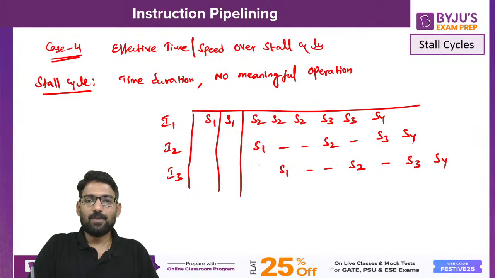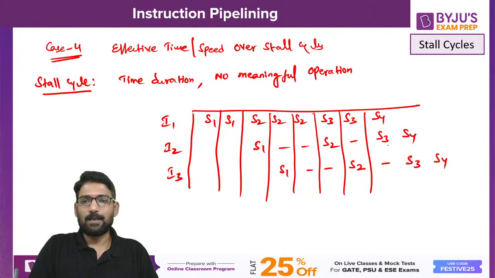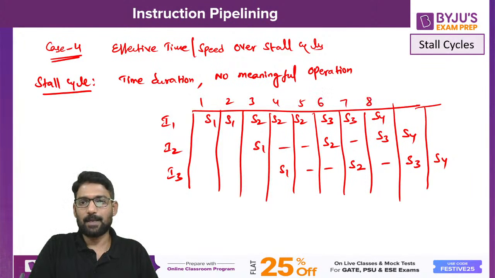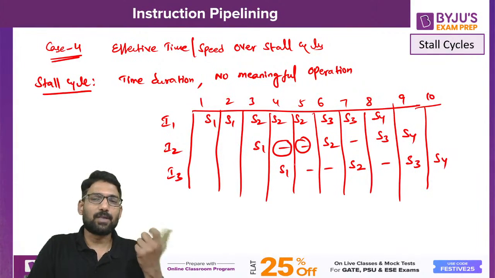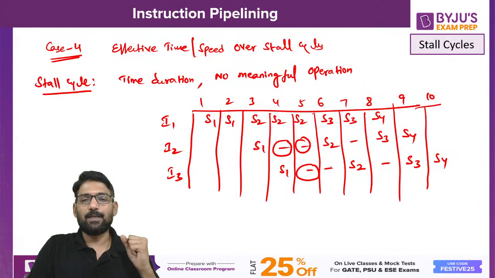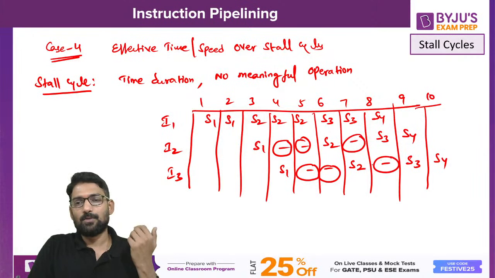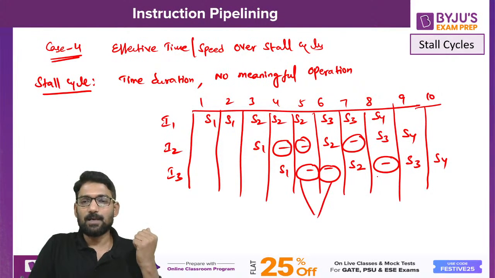Suppose you consider this space-time chart, and let me write the clock cycle numbering 1, 2, 3, 4, 5, 6, 7, 8, 9 and 10. During clock cycle 4, 5, what is happening for I2? Nothing. During 5 and 6, what is I3 doing? Nothing. And during time 7, what is happening for I2? No. So these are what you call stall cycles.